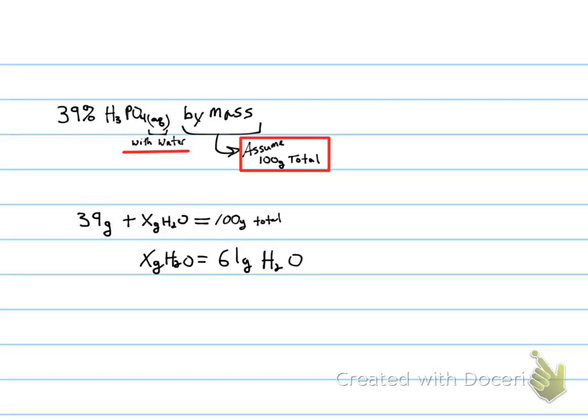which tells us that of the total solution, 39% is H3PO4 and 61% is water. That's how we use mass percent.